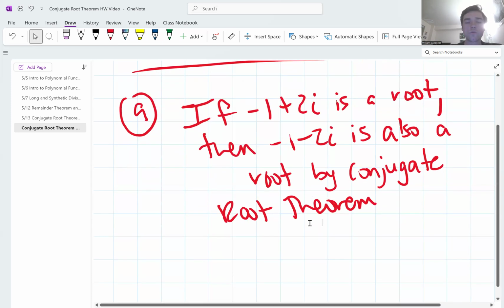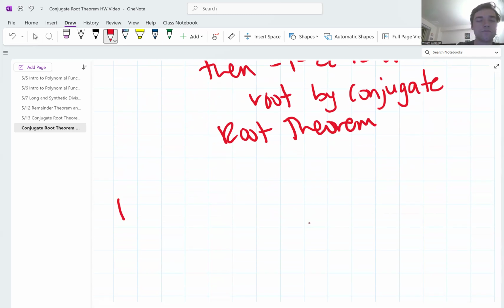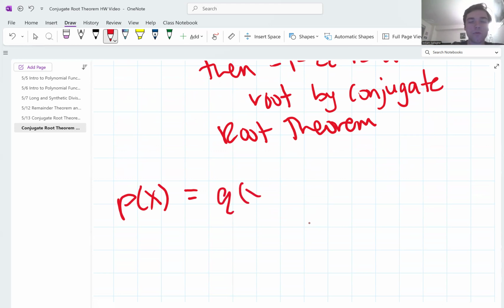All right, and so in class, I recommended that we write our polynomial, which is x cubed plus x minus 10. I'm just going to call it p of x. And my goal is to write p of x as the product of some unknown polynomial q of x, right? This is like our placeholder.